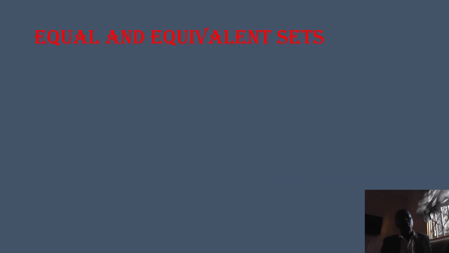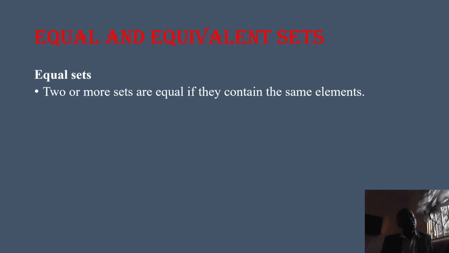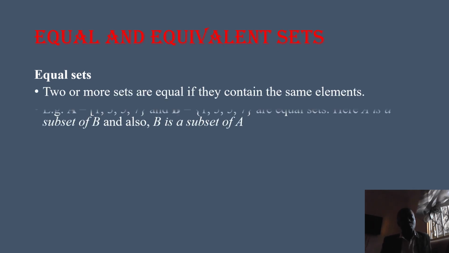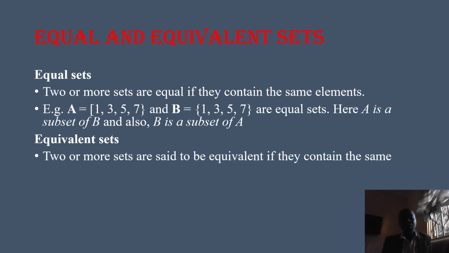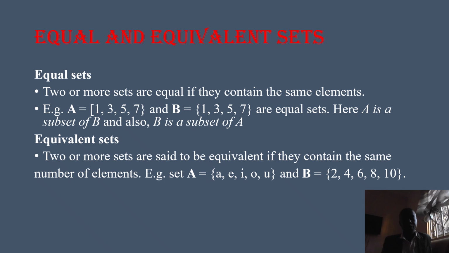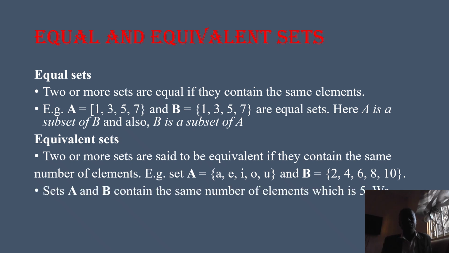So we have what we call equal and equivalent sets. So equal sets, two or more sets are equal if they contain the same elements. For example, we have set A given as 1, 3, 5, 7, and B it also has 1, 3, 5, 7. So here A is a subset of B, and also B is a subset of A. In other words, these two sets A and B are equal.